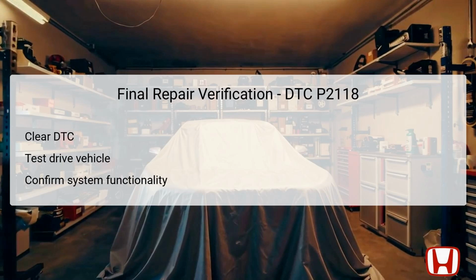After the troubleshooting and necessary repairs have been performed based on the results gathered from the previous steps, moving on to the final repair verification is essential. Start by using the HDS to clear any DTCs from the vehicle's memory, ensuring that all previous fault codes are reset. Following this, the technician should conduct a test drive to assess the vehicle's performance under normal driving conditions.